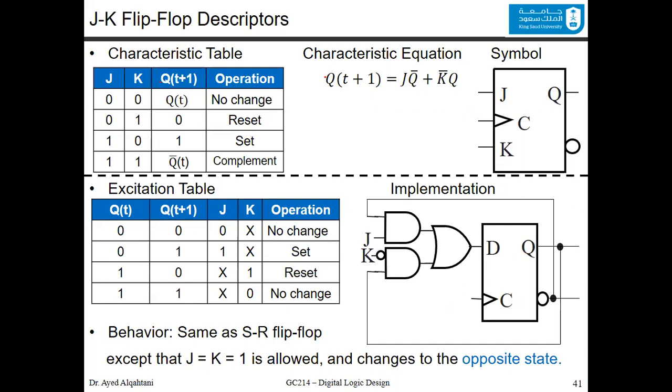Now, for the characteristic equation, you can see that the next state Q(t+1) is J Q bar or K bar Q. And this is easily translated into the implementation of the JK flip-flop. You could implement the JK flip-flop using a D flip-flop by implementing this function, the J with the Q bar and the K bar with the Q. Now, we move to the excitation table.